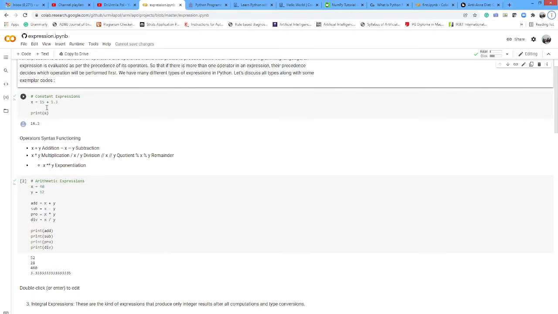See, this is a constant expression. x is equal to 15 plus 1.3. Print x, it gives a constant value. This is called a constant expression.